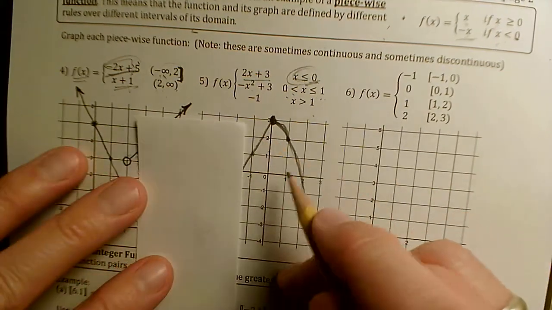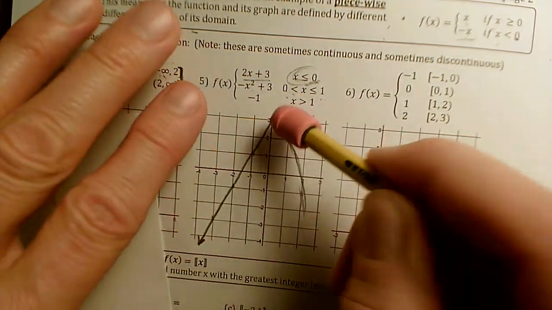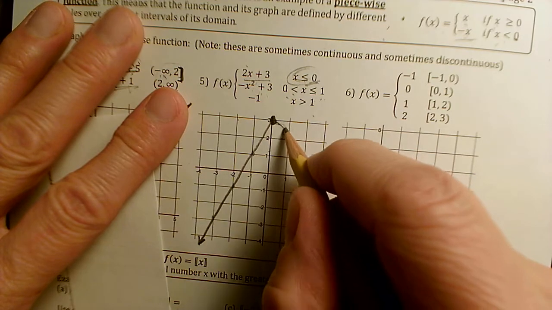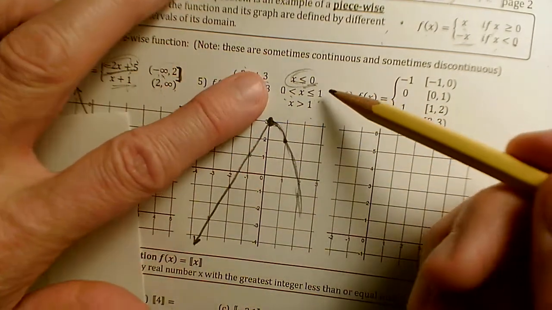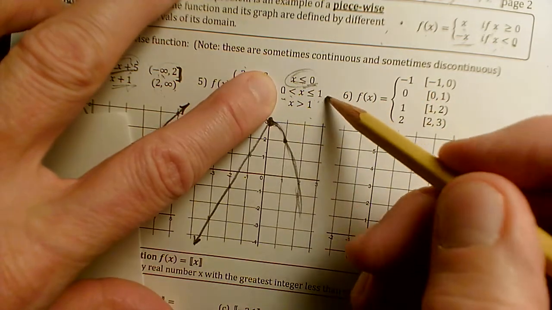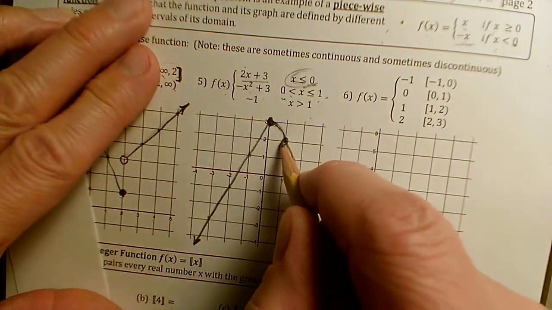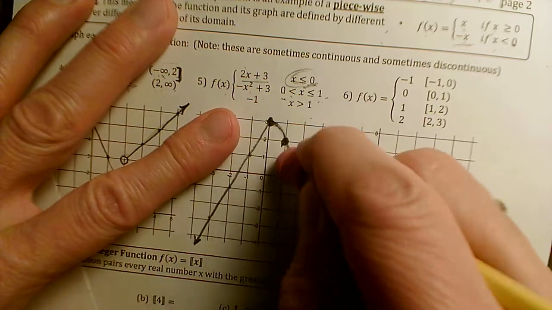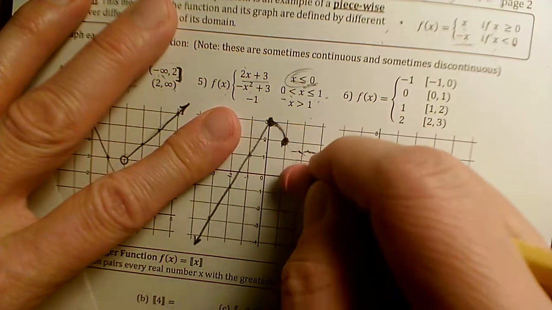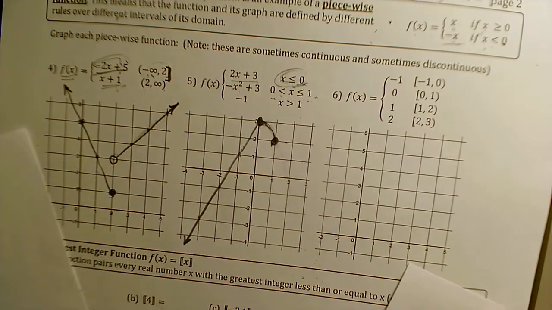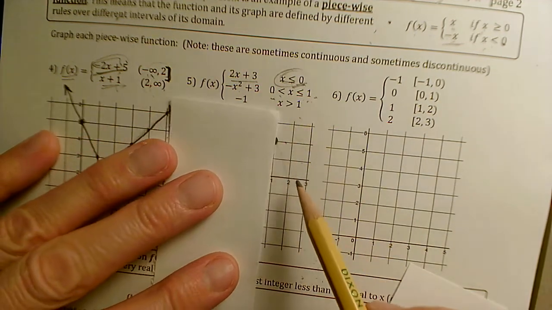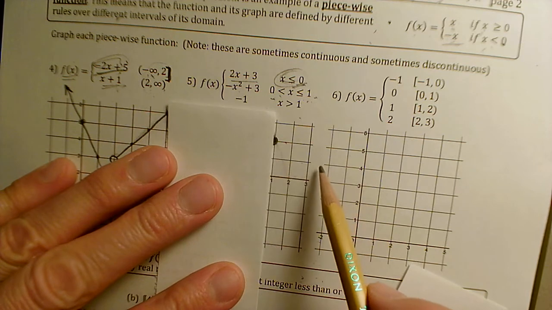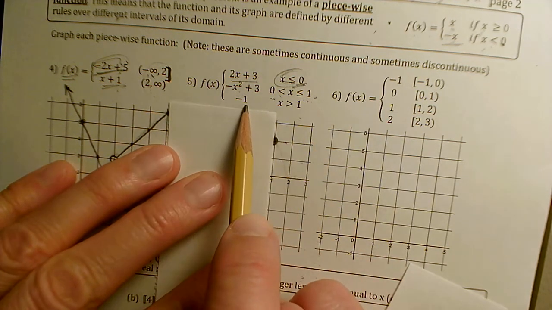But that part of the parabola, we only want that parabola drawn between 0 and 1. And 1 is inclusive, so I'm going to make a closed circle there. And the rest of this graph doesn't exist, because now for x values greater than 1, so from here over, we have to graph this thing, okay?